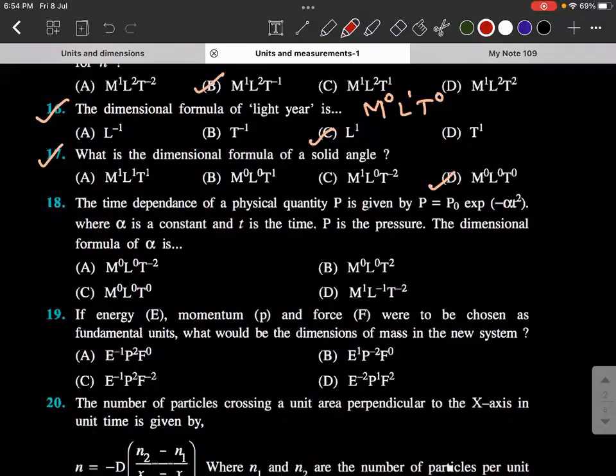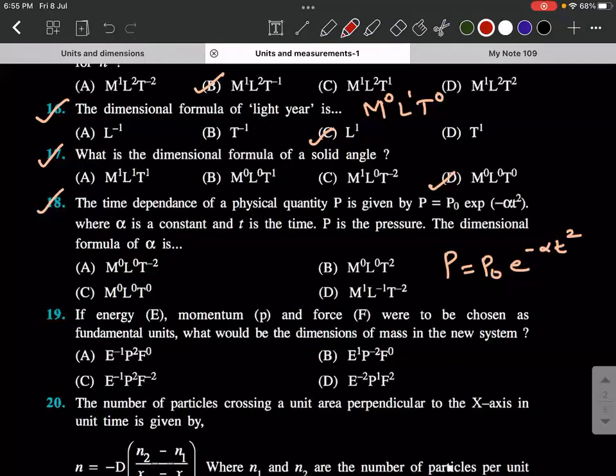Okay. So 18th one is also important. Read the question. The time dependence of a physical quantity P. So there is some physical quantity P. Here P doesn't mean pressure. Okay. Oh, P is the pressure only. Okay. Here there is a time dependence of physical quantity P, which is given as P is equal to P naught into EXP, right? EXP stands for exponential. So the meaning is P is equal to P naught into e power minus alpha t square.